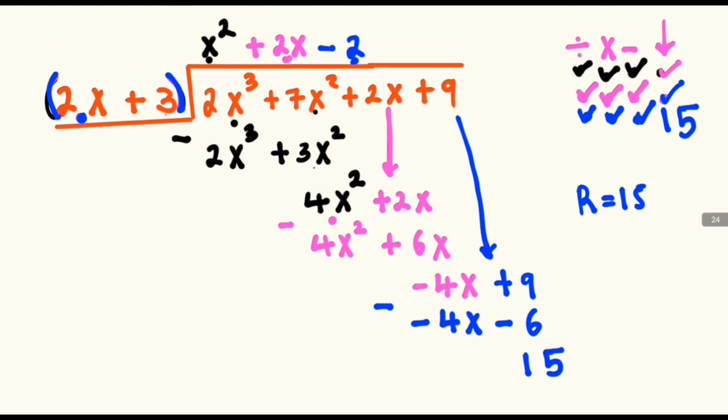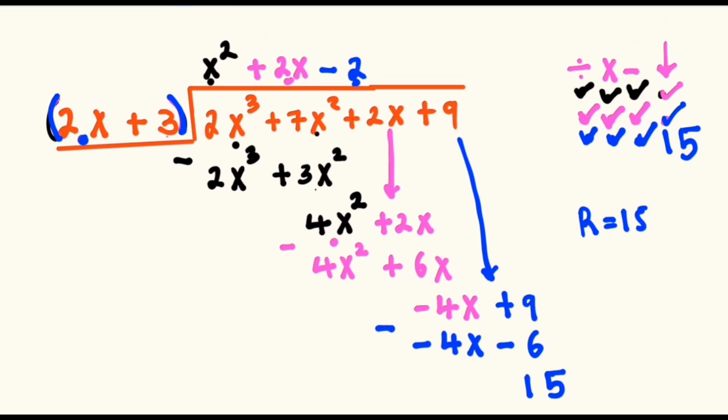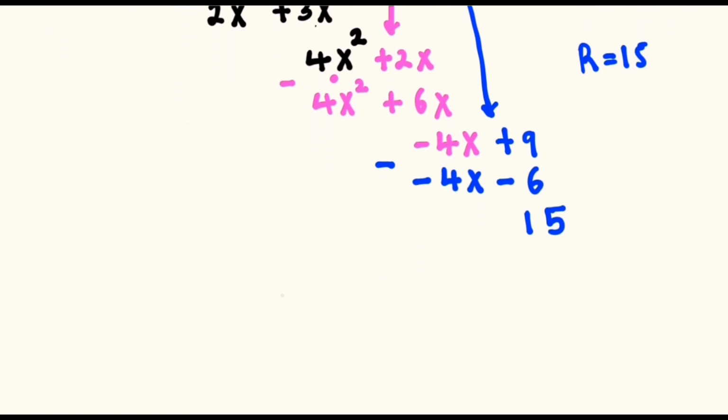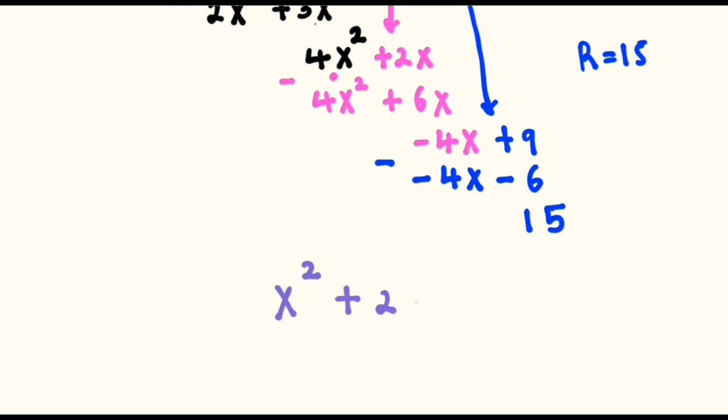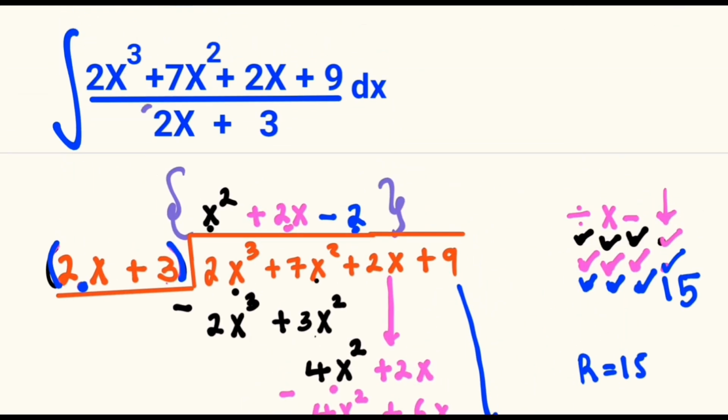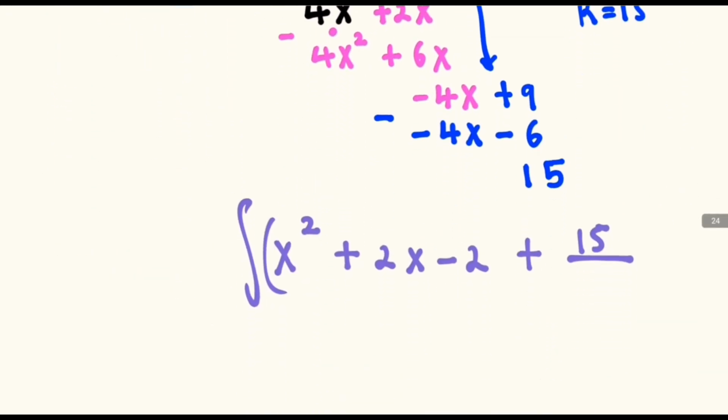So now we have this part, we have the x squared plus the 2x minus 2. So we have the integral of this, and remember we also had a remainder of 15, of positive 15, and this remainder we divide it by the 2x plus 3. So this will be divided by the 2x plus 3 dx.